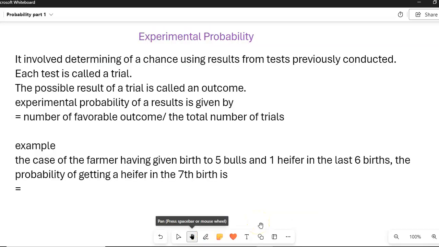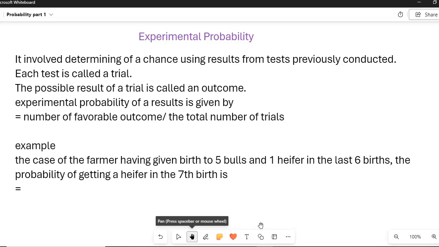Let's move on to the next section, which is experimental probability. Experimental probability involves determining a chance using results from tests previously conducted. Each test is called a trial, and the possible result of a trial is called an outcome. The experimental probability of a result is given by the number of favorable outcomes divided by the total number of trials. Let's give an example.